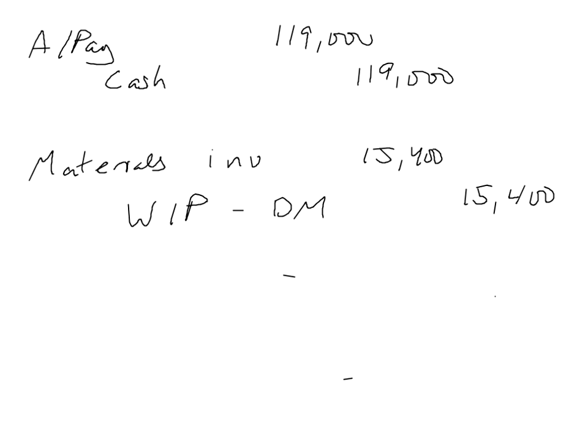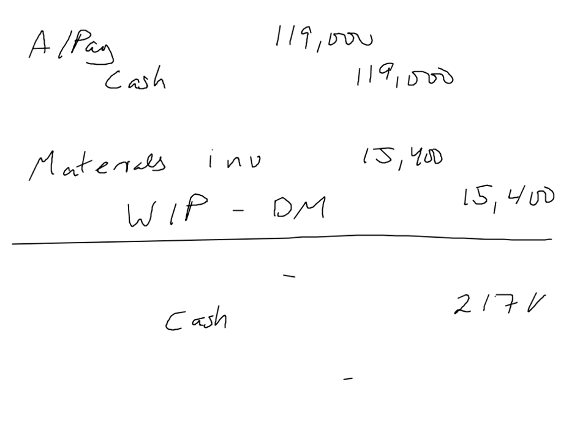Number 6 talks about direct labor employees. They earned $217,000, which was paid in cash. So again, I start with the easier one. When you're paying cash, that means it's a credit to cash for $217,000, and then since it's direct labor, we're going to debit work in process, direct labor, for $217,000.